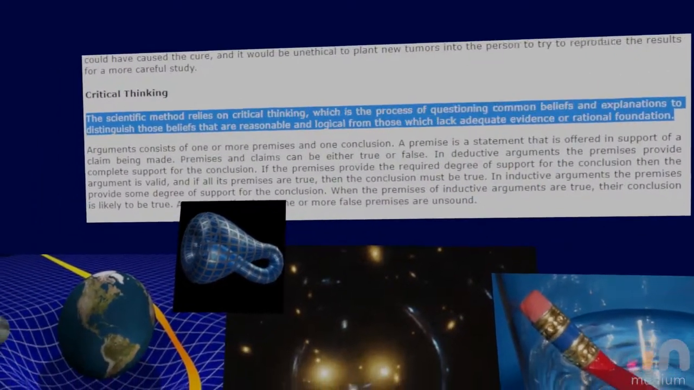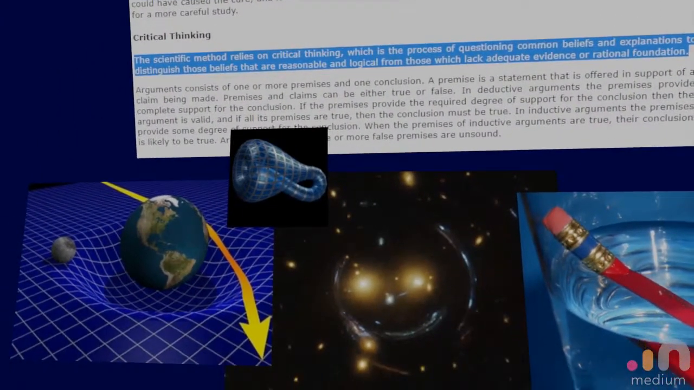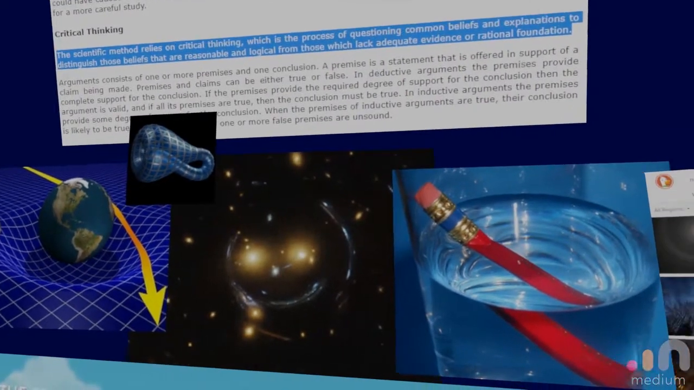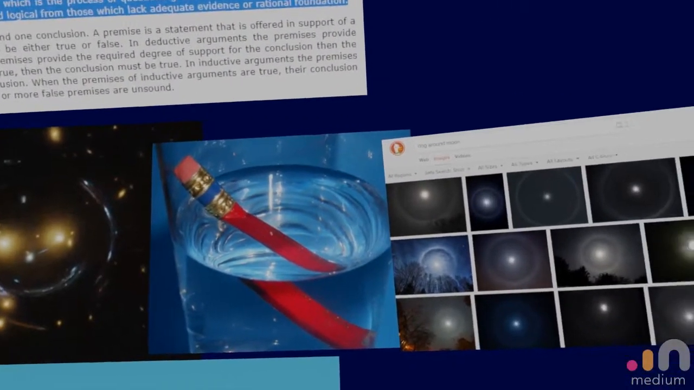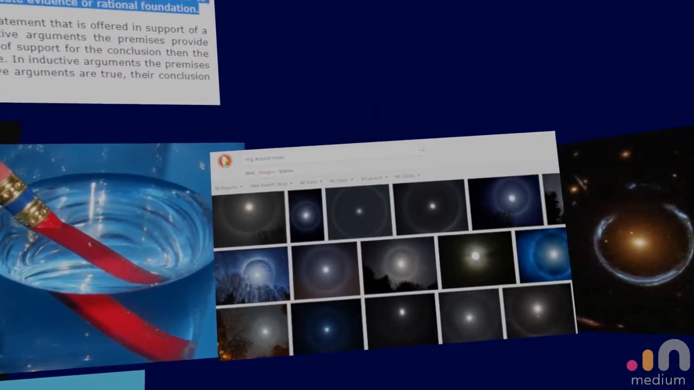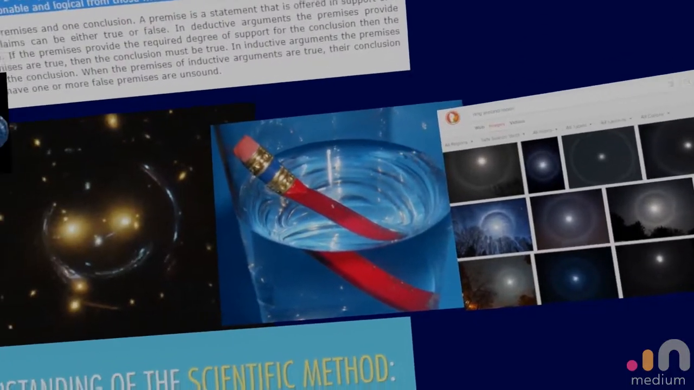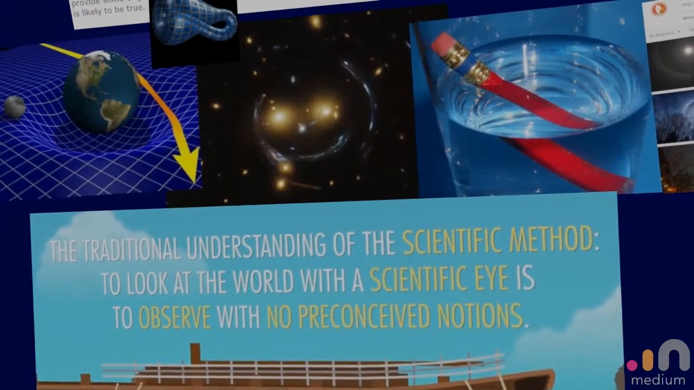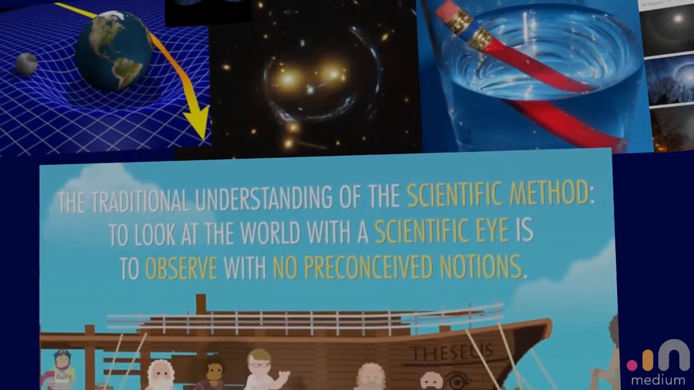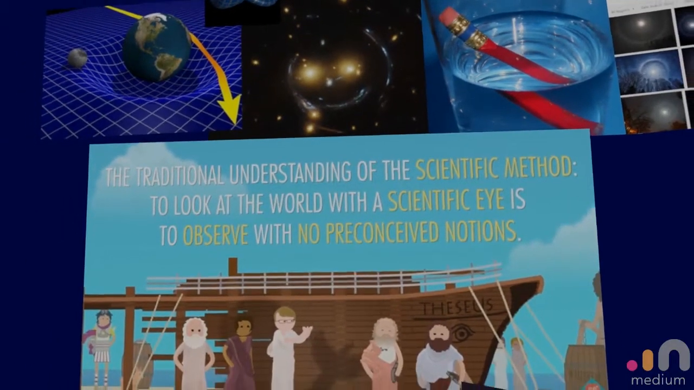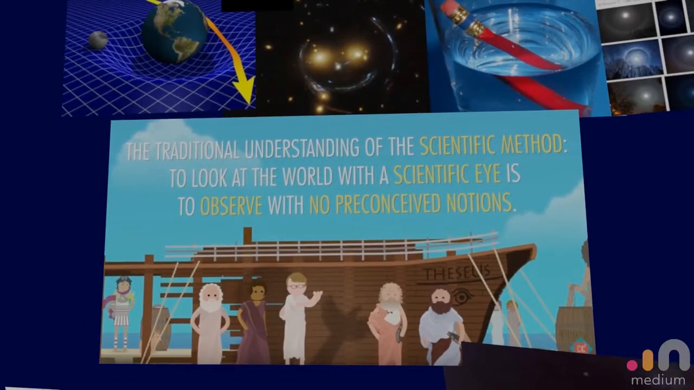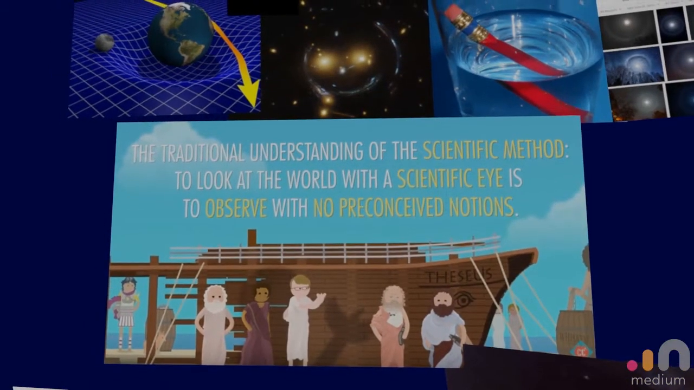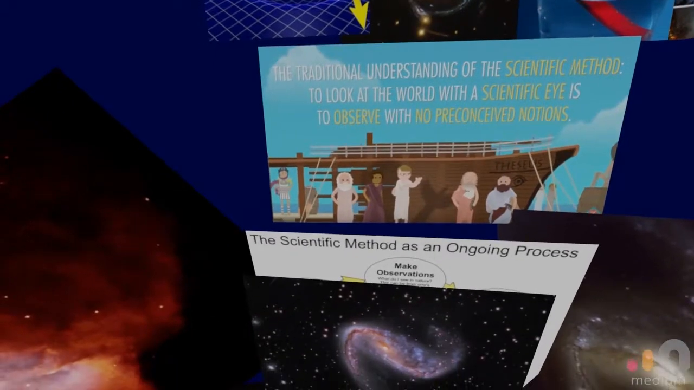Hold on, let's pump the brakes. So we have one theory saying that it's space and time bending, and we have another theory saying that it's refraction of light. Before we jump into all that, let's just do a little bit of the scientific method. The traditional understanding of the scientific method, to look at the world with a scientific eye, is to observe with no preconceived notions. So let's just look at space. Let's just do it together.